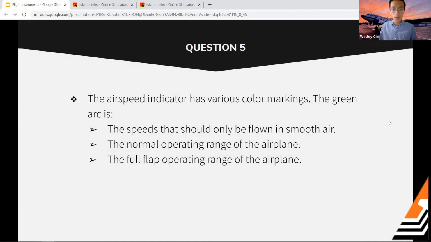Good. So another airspeed indicator question here. As we talked about, the airspeed indicator has various color markings. The green arc is either speeds that should only be flown in smooth air, normal operating range, or the full flap operating range. Normal operating range. All right, you got it again, Sandro. Yeah, so normal operating range of the airplane is your green arc there.